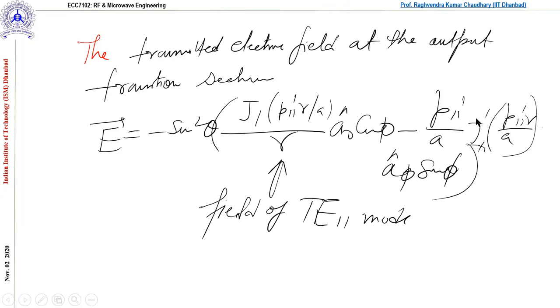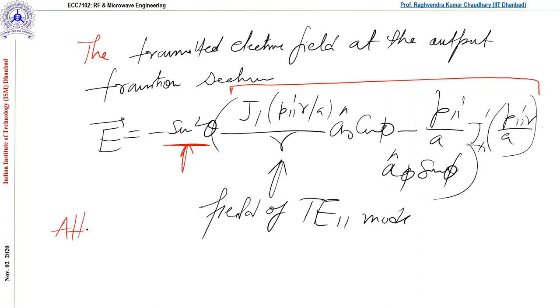Means, if you see this field only inside the brackets, you can easily say this is the field of TE11 mode, originally what we started with, correct? Now the extra term is here, sine square theta. So what is the conclusion? The conclusion is that the transmitted field is reduced by a factor of sine square theta from the amplitude of the incident wave. Hence, we can claim that the attenuation produced is calculated like this.